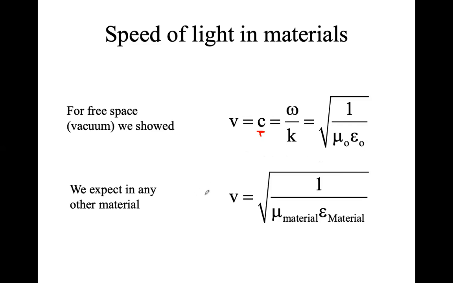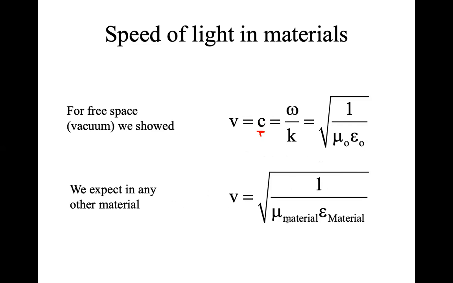What if it's going through, say, a piece of glass or a piece of plexiglass or water or some other transparent material? Or if it's just electromagnetic radiation, is it going through something that's just transparent to, say, ultraviolet rays or transparent to radio waves? What would we expect the speed to be in that case?